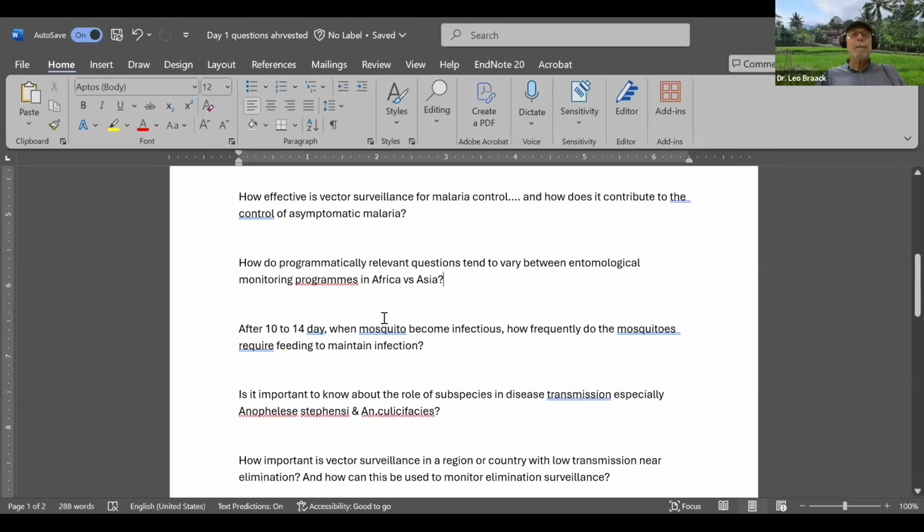Excellent. Thank you, Neil. Here's another interesting one. After day 10 to 14, when mosquitoes become infectious, how frequently do the mosquitoes require feeding to maintain that infection? Oh, this is another question that can take a while.